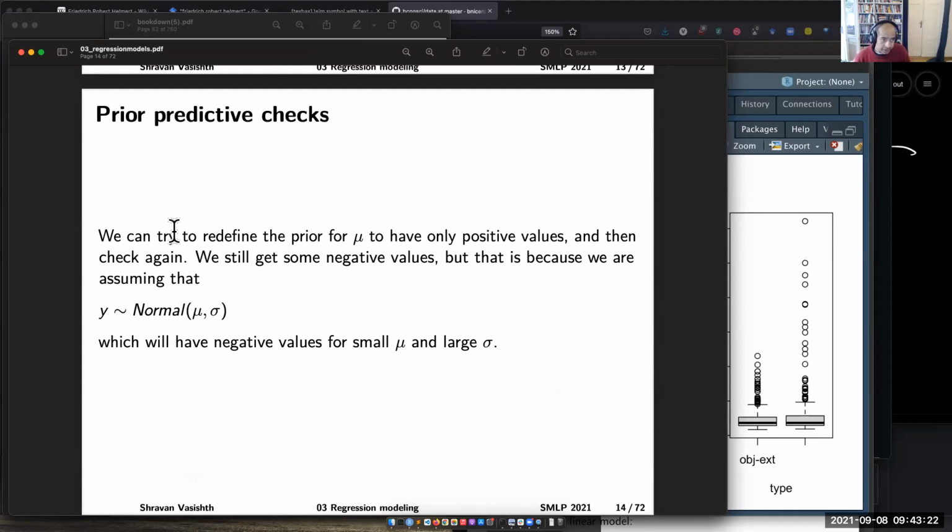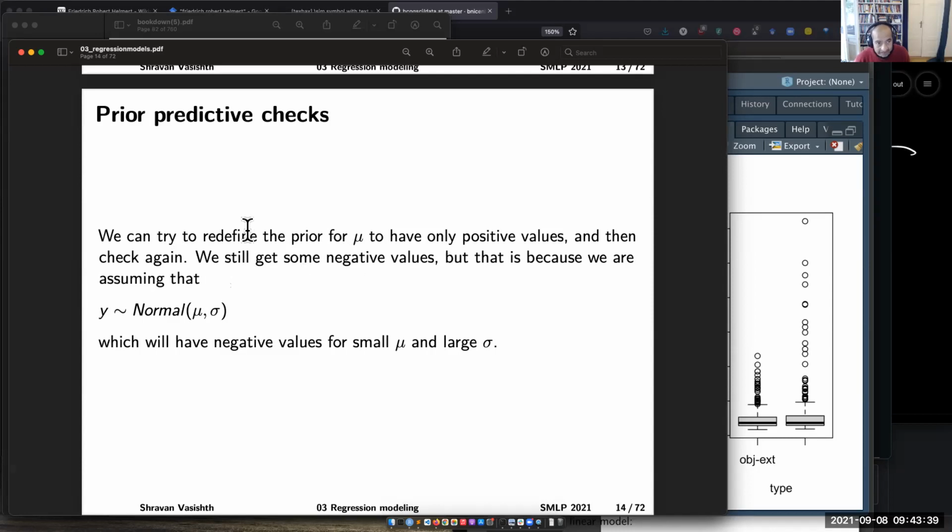So what we could do is try to redefine the prior on mu to have only positive values, and then we can try again. But what will happen, if you try this, and you should try this, of course, all the source code is in these slides, you can take a look later, is that you will still get some negative values.